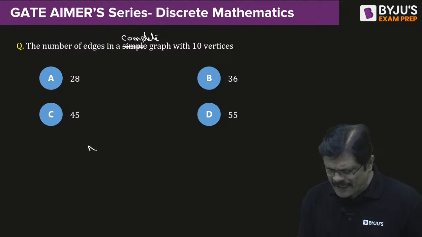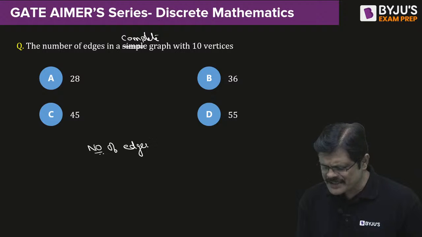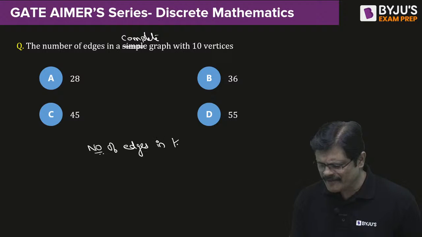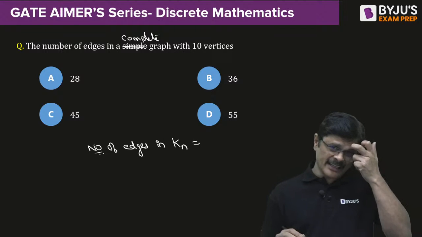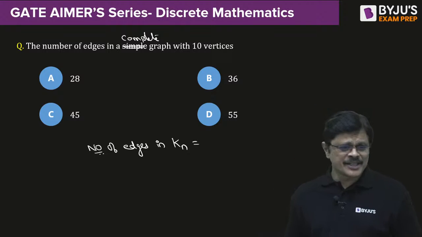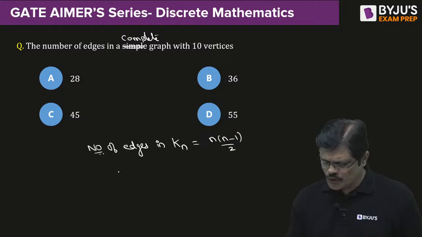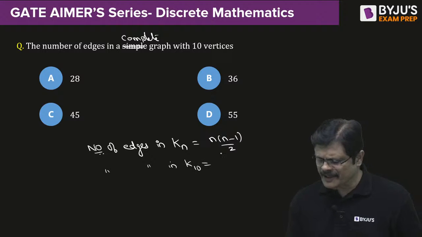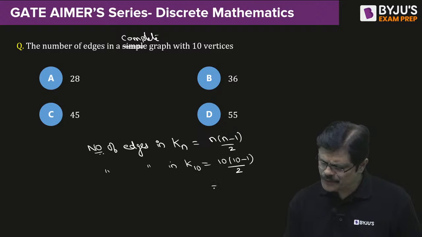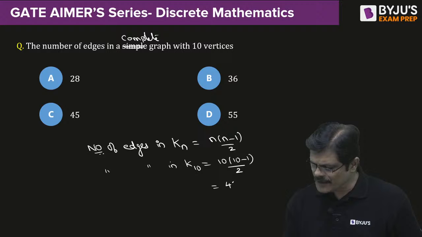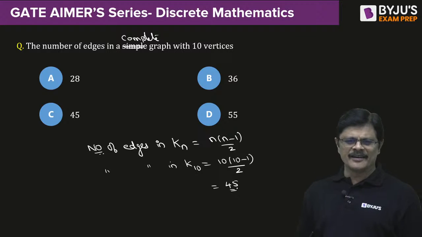So the number of edges in a complete graph with n vertices, we denote it by Kn. Complete graph with n vertices is denoted by Kn, and that is given by the formula n into n minus 1 by 2. So number of edges in K10, because it is a complete graph with 10 vertices, it is 10 into 10 minus 1 by 2. That is 5 9s 45, my dear friends. What is the answer? 45.